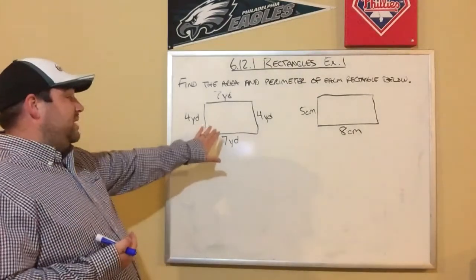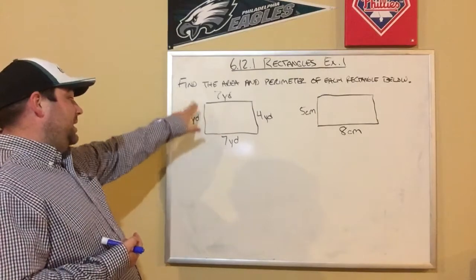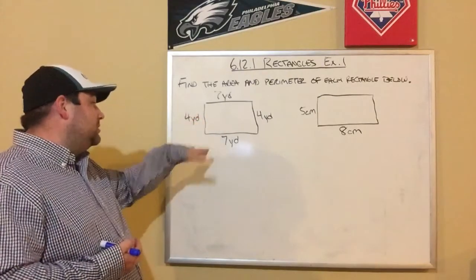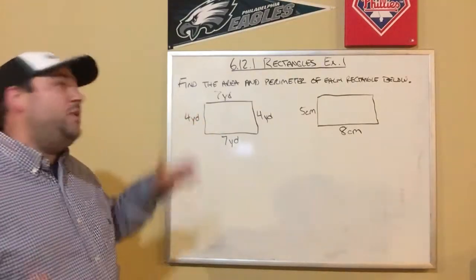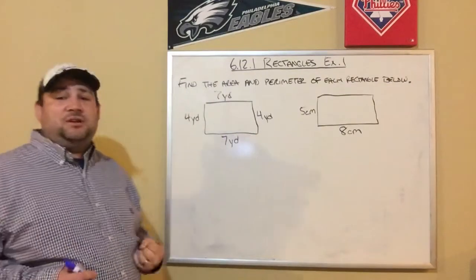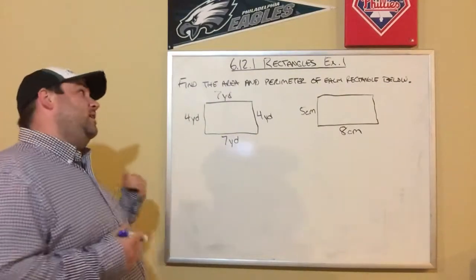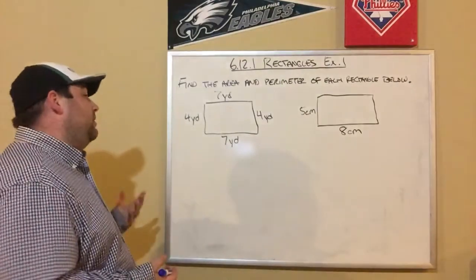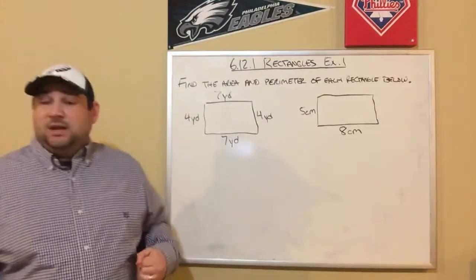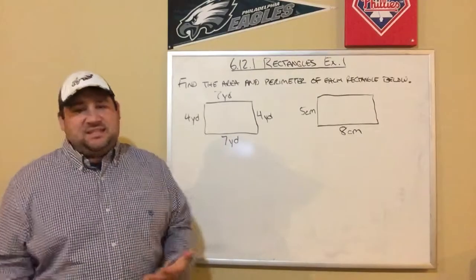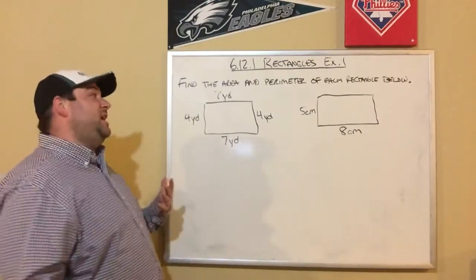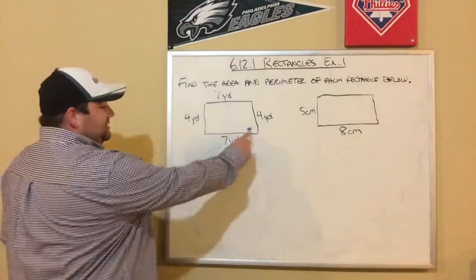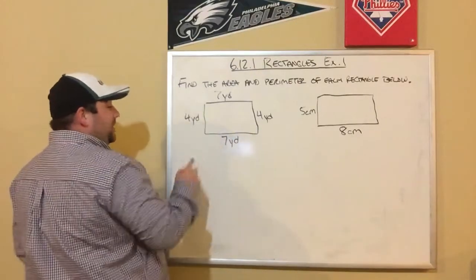So our first rectangle here, we can see its height is 4 yards, or length or width is 4 yards, its length is 7 yards. You could think of it either way. If you look at the formulas that were given, one way to find the area of a rectangle is length times width. Another way is base times height. They mean the same thing. It all just depends on how you're looking at it. So when I look at this, I can see it's got a length of 7 and a width of 4.